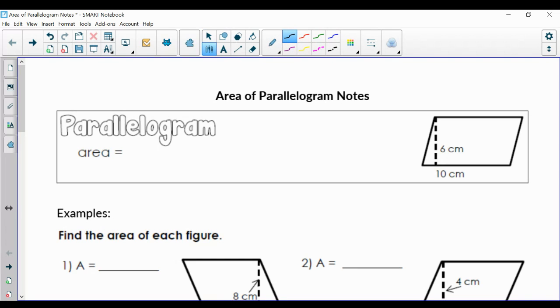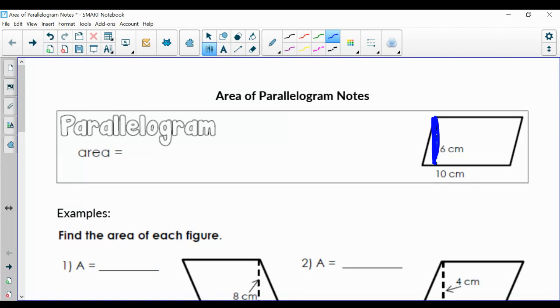Today, you guys are going to learn about the area of parallelograms. Now, the format for area of parallelograms is actually going to be very similar to that of a rectangle because if you see over here on this parallelogram that we have a dotted line right here, right? I'm going to make it a solid line.